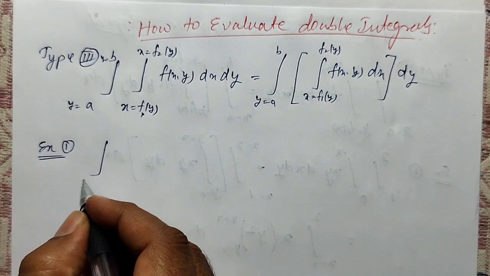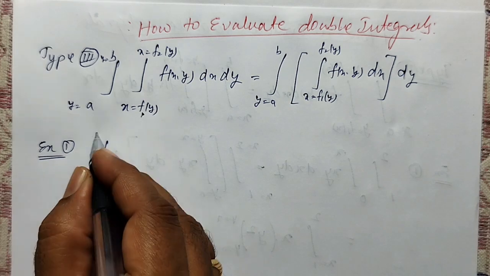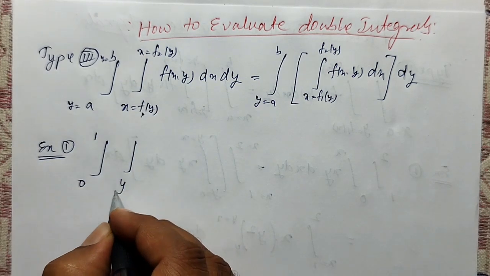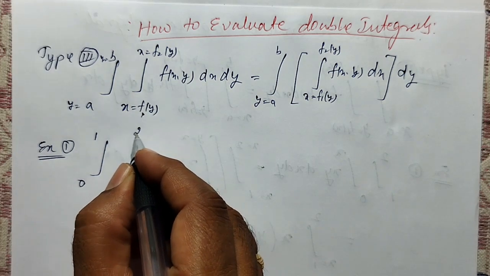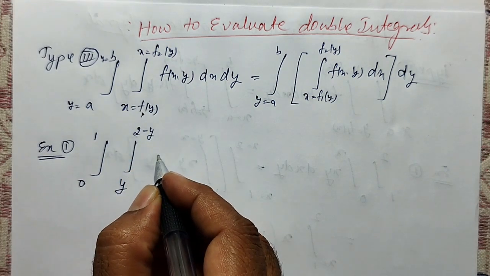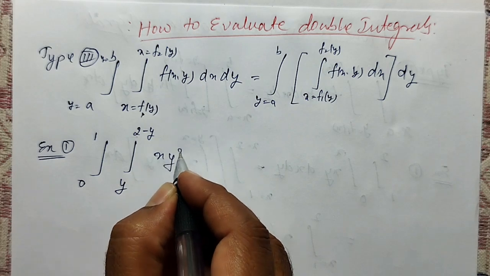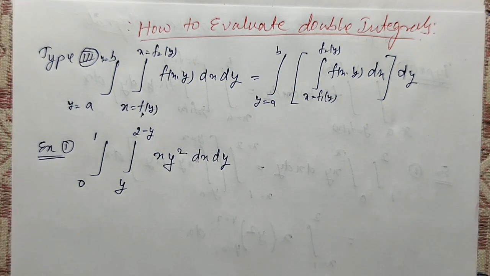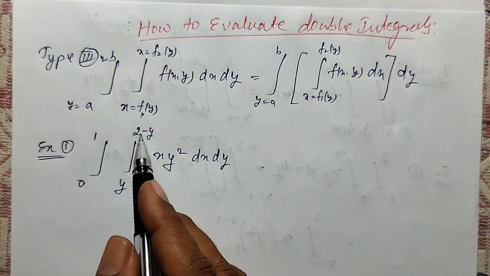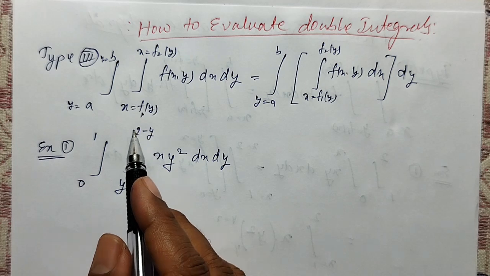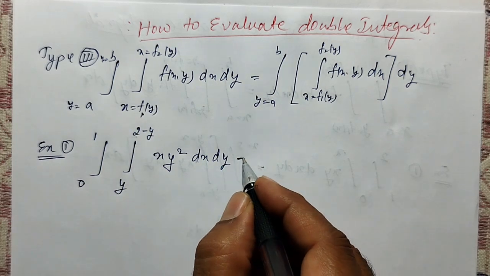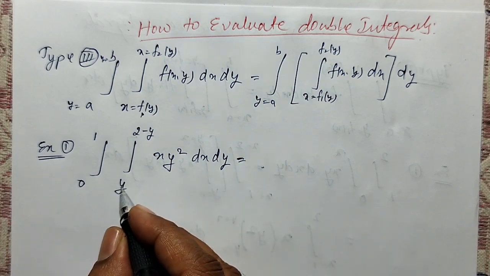Integrate from 0 to 1 and integration from y to 2 minus y of x y square dx dy. It is given. Now it is indirectly given: it is y to 2 minus y, therefore it is a function of y. It is also a function of y. Therefore, indirectly they have given x as a function of y.